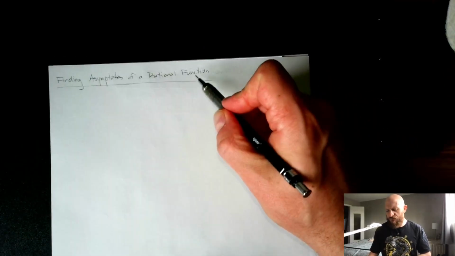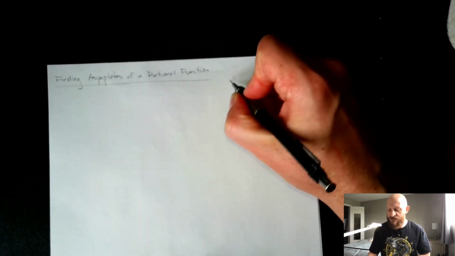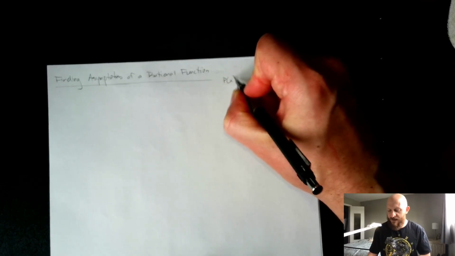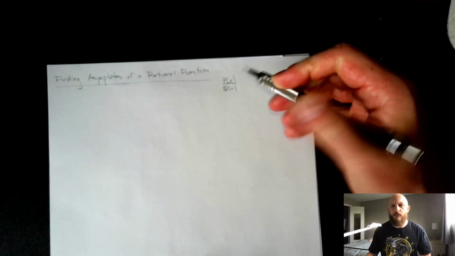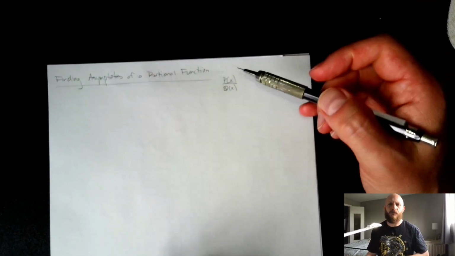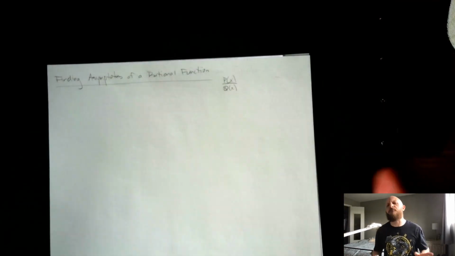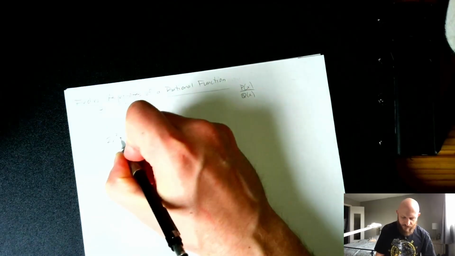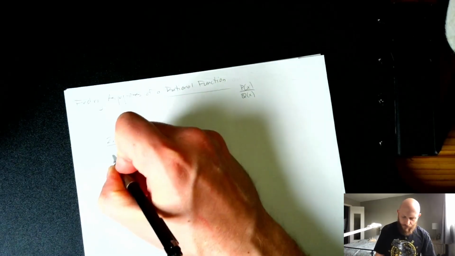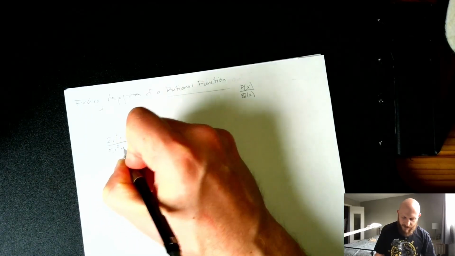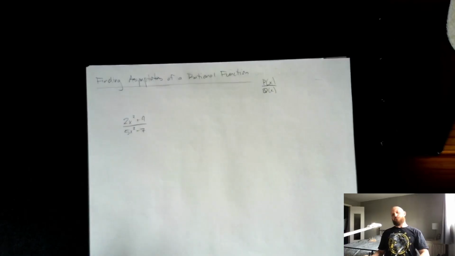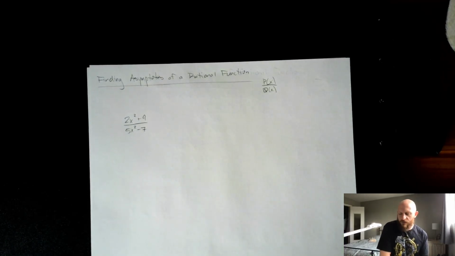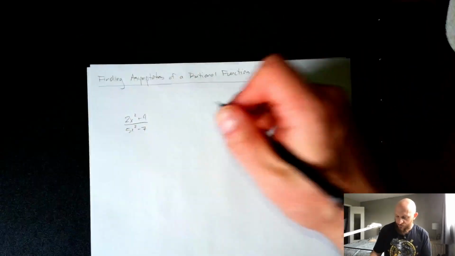Okay, so first of all, just to clear things up, a rational function is any function that can be written as p of x over q of x, where both p of x and q of x are polynomials. An example of a rational function might be something like 2x squared plus 9 over 5x squared minus 7. So first we'll start with vertical asymptotes. Here's our rational function.